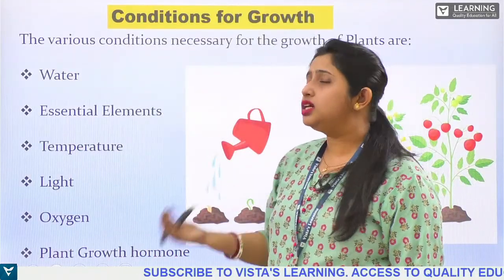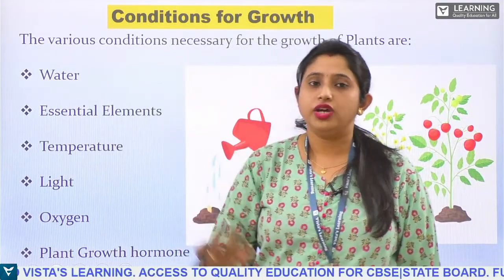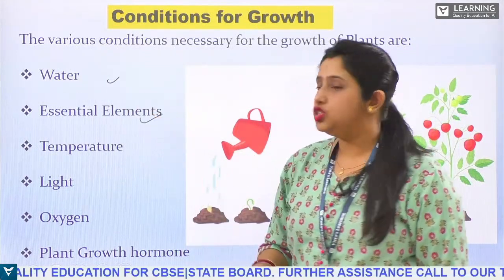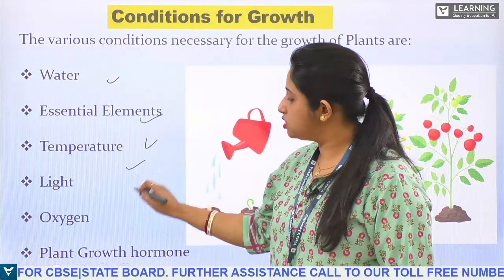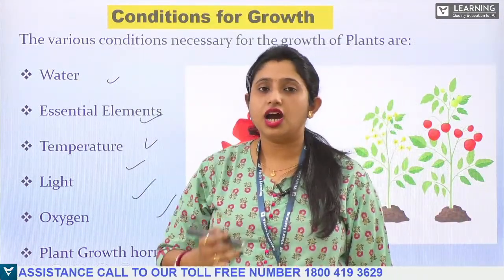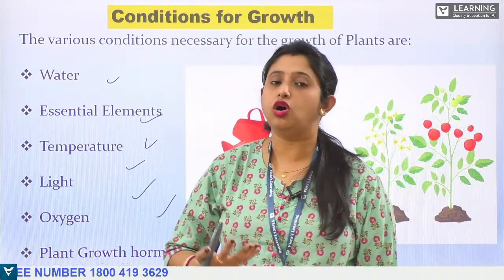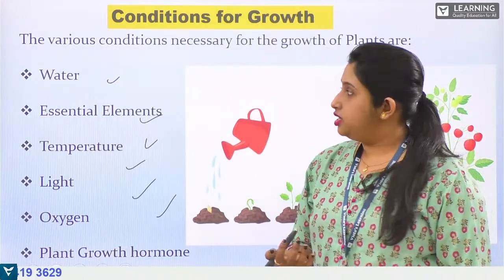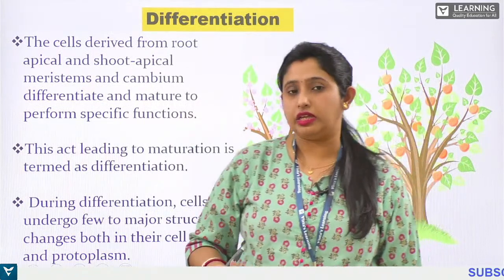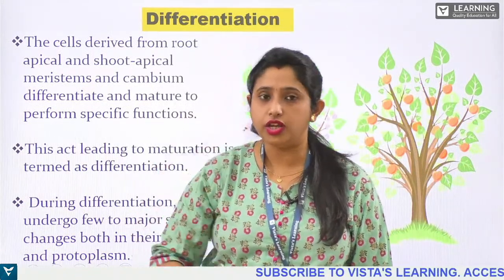Yes. Next, what are the conditions? As you know, the various conditions necessary for growth are common and very easy, right? Water, then essential elements, temperature, light, oxygen, and plant growth regulators or plant growth hormones. So these are the various conditions which are required for the growth of a plant, right? Next, differentiation. Here you will be learning three things. One is differentiation, one is dedifferentiation, and another one is redifferentiation.